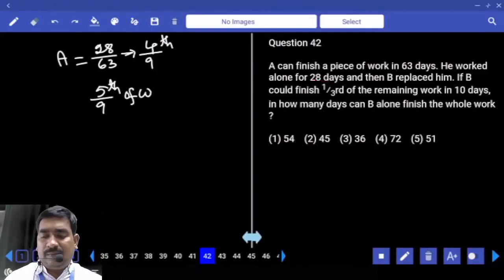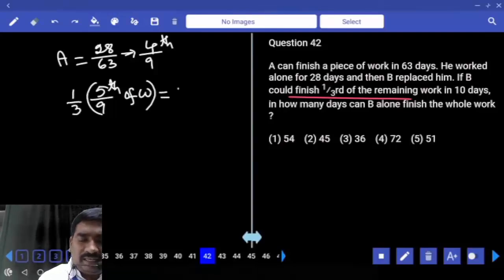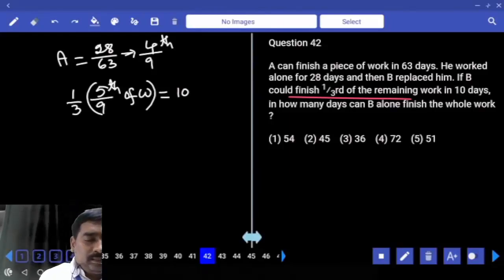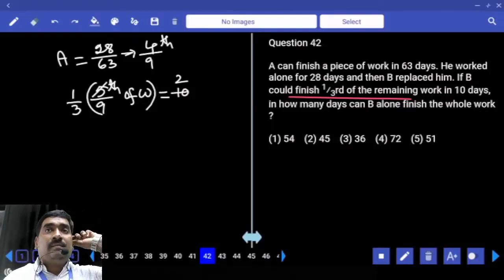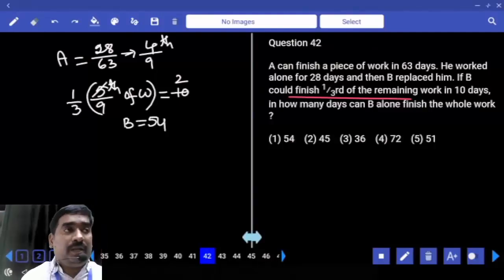B completed 1/3 of the remaining work. The remaining is 5/9, and of that, B completed 1/3 of the work in 10 days. 5 how many times? 2 times. 3 nines are 27, and 2 times 27 is 54 days. B alone can do the full work in 54 days.